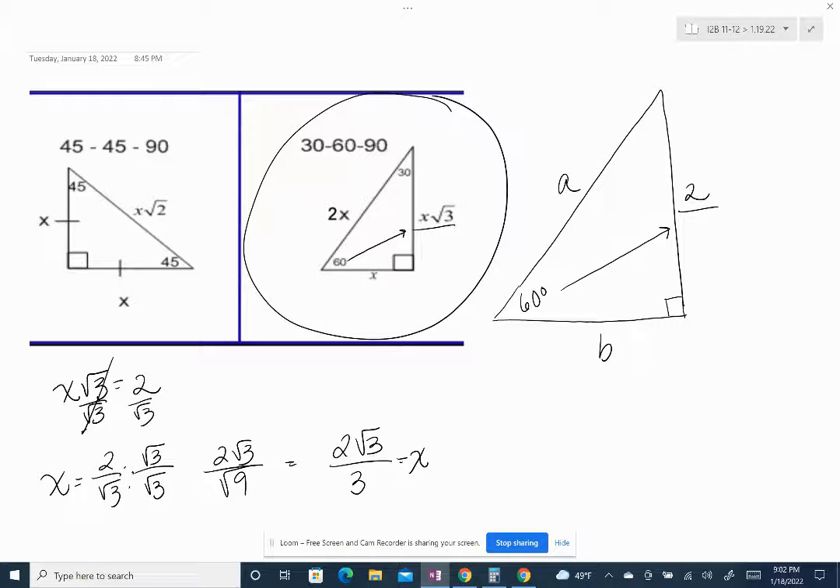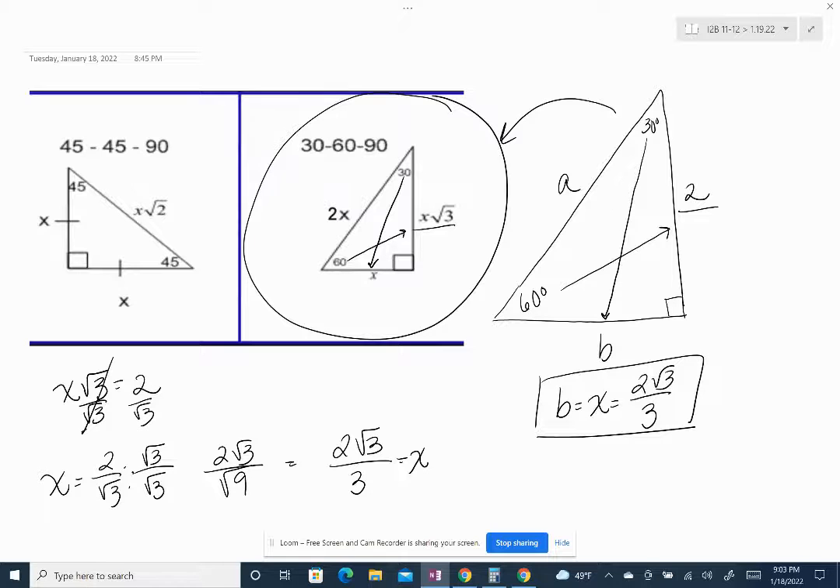So we solve for x with our information of a 2. Let's take a look. Now 30 is actually equal to x, so I can already know that this is going to be a 30-degree angle based off of this right here. So if I bring down my 30, it's going to be b. So b is equal to x, which is equal to 2 square root of 3 over 3.